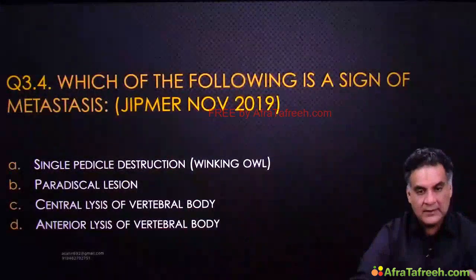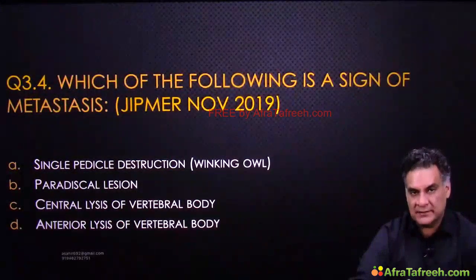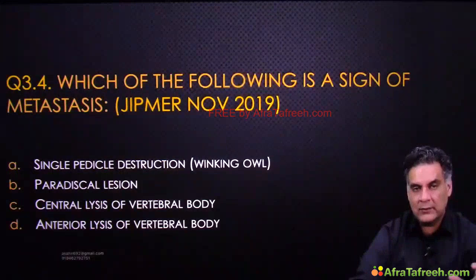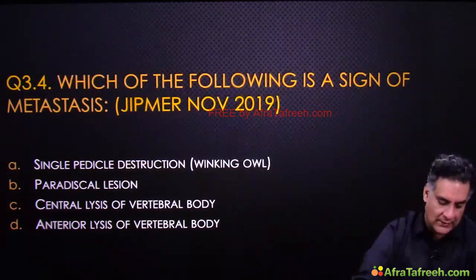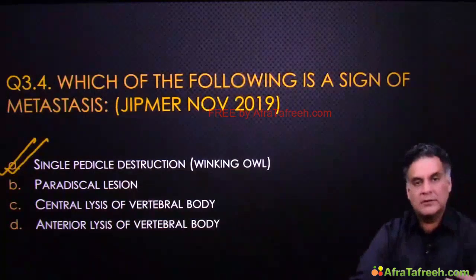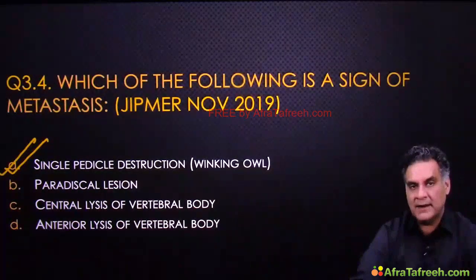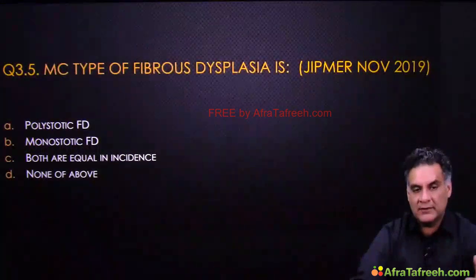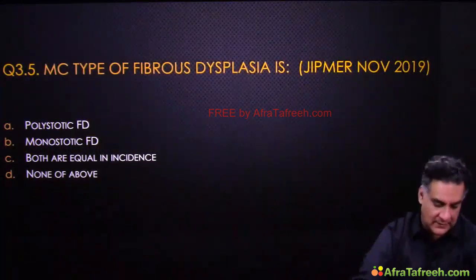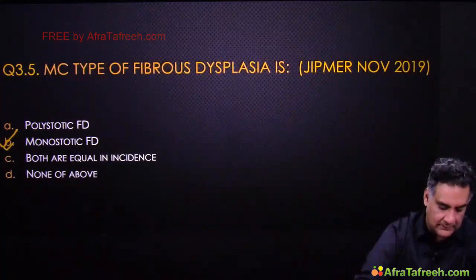Which of the following is a sign of metastasis? When there is destruction of one pedicle, it is called the winking owl sign, or of both pedicles, the blind bat sign. Most common type of fibrous dysplasia: 75% of cases are monostotic.